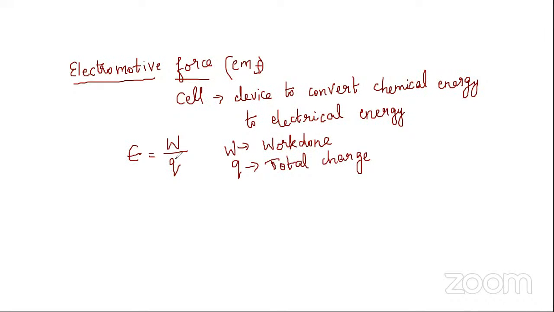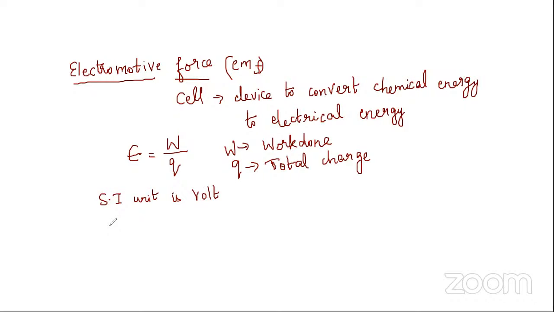Okay. So the SI unit of EMF is the volt, and this EMF depends on the nature of electrolytes and also the metal of electrodes. Okay, actually in a cell, what is there? You have electrodes and electrolytes. These are the components of a cell. So this is what EMF is all about.